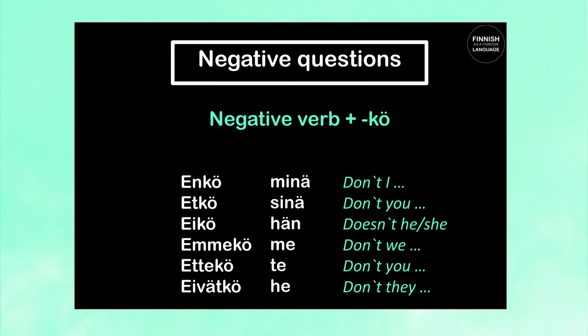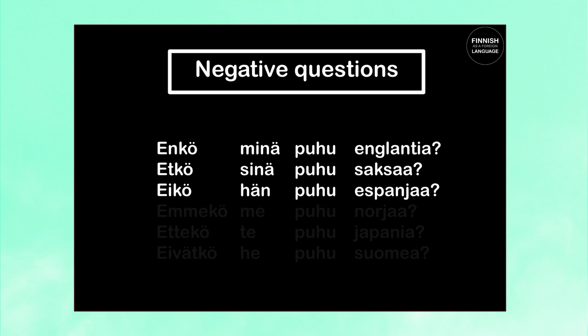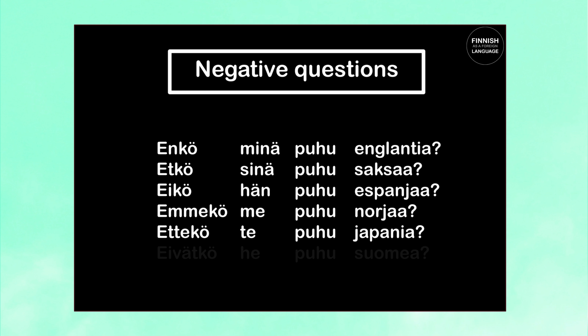Great. Now let's form some easy questions. Enkö minä puhu englantia means don't I speak English. Etkö sinä puhu saksaa means don't you speak German. Eikö hän puhu espanjaa means doesn't he or doesn't she speak Spanish. Emmekö me puhu norjaa means don't we speak Norwegian. Ettekö te puhu japania? Don't you speak Japanese? Plural form here. And our last one, eivätkö he puhu suomea? Means don't they speak Finnish?